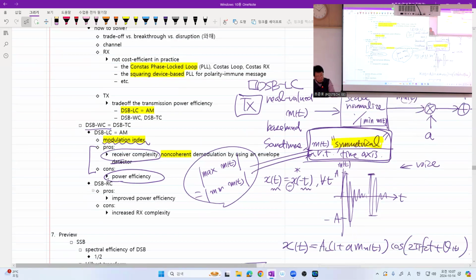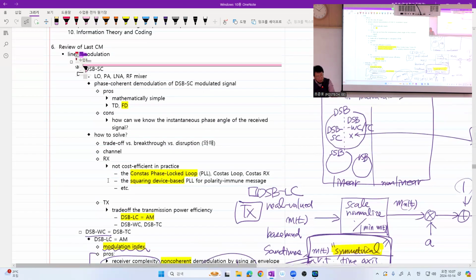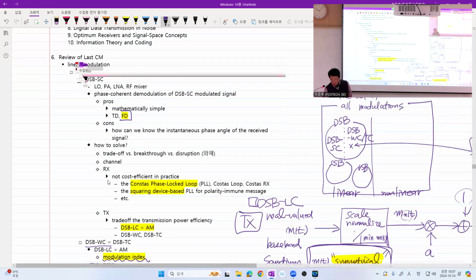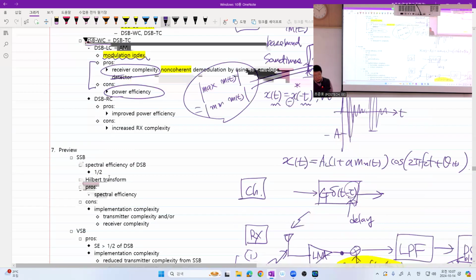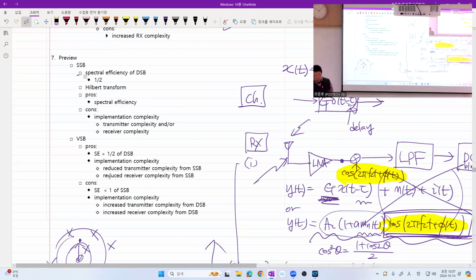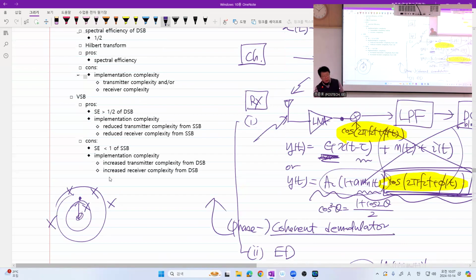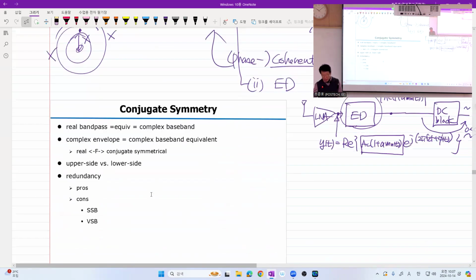Okay, so I believe we covered most of the parts. By the way, we haven't carefully studied this part. So what happens in a coherent demodulator in the frequency domain? By the way, this question was actually already asked in signals and systems, depending on who taught you. But the idea is simple.